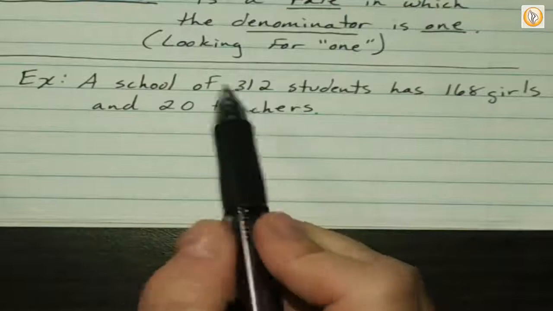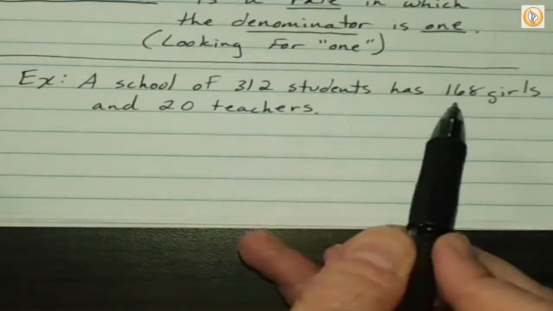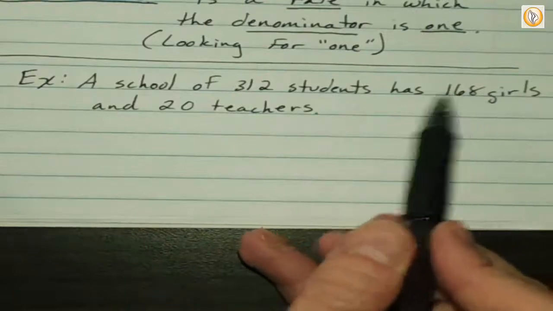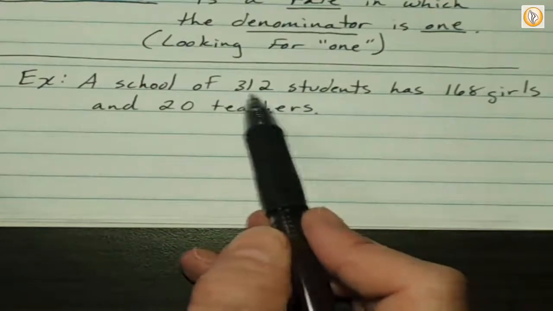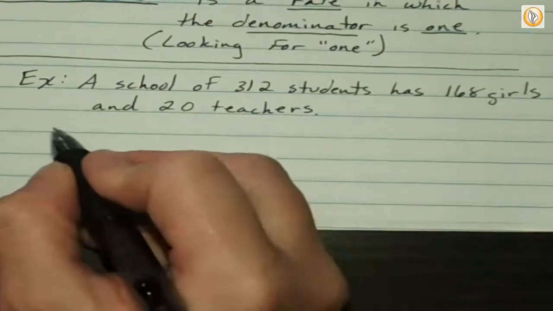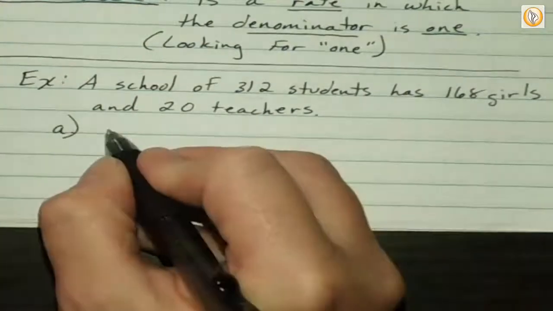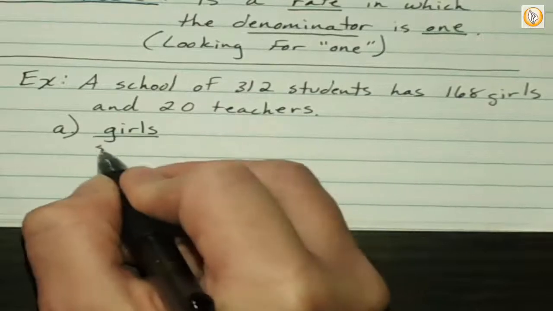Yes, correct. If they tell you that the school has 312 students, and it says 168 girls, all you'd have to do is subtract 168 from the total students. That tells you how many boys are in there. Okay, let's say A, they want to know the ratio of girls to students.